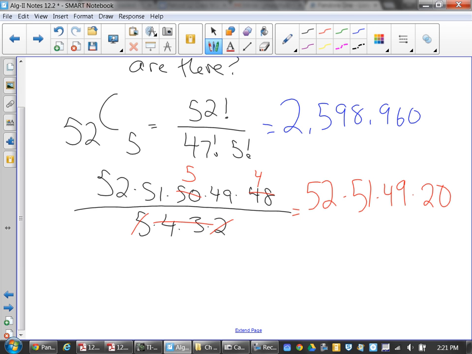2,598,960. So what you're telling me is that there are 2,598,960 possible 5-card hands. Combinations of 5 cards. So we have 1, 2, 3, 4, 5.